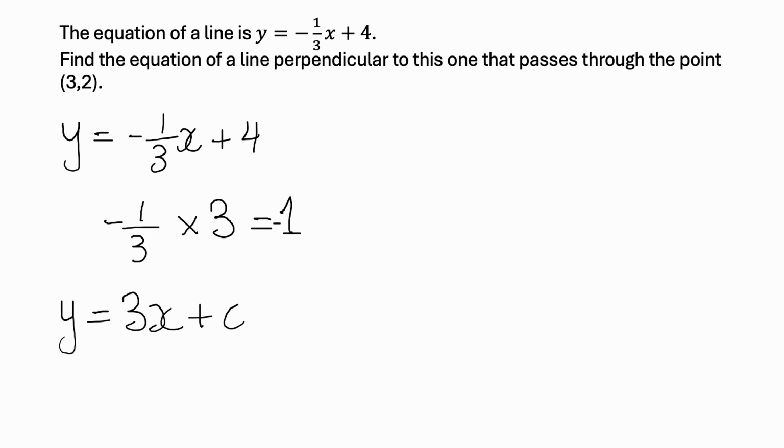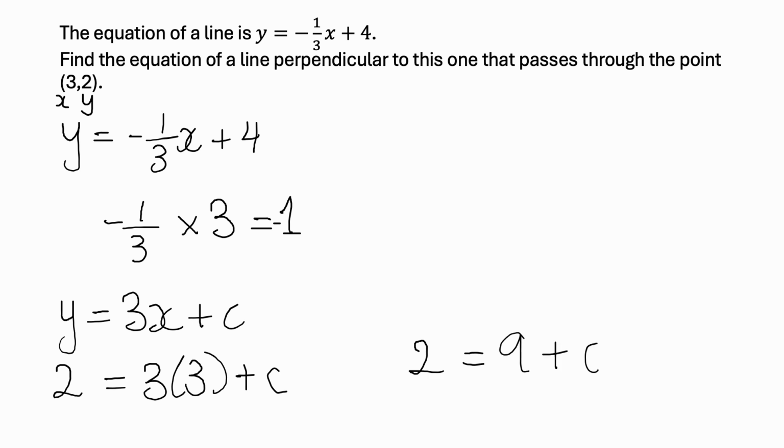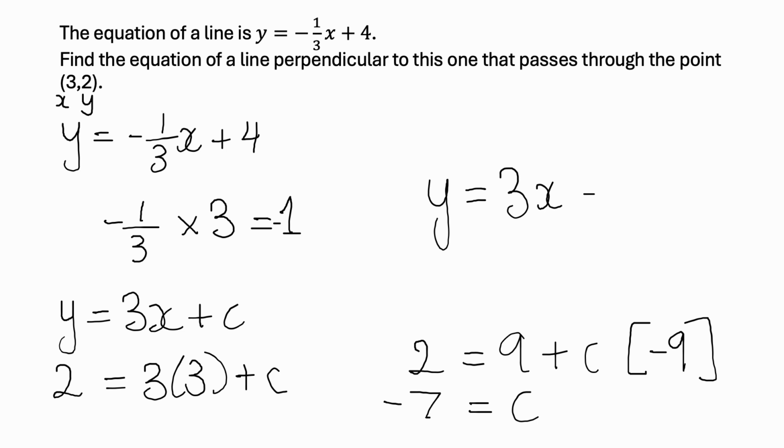Now we need to work out what our c is. Using those coordinates (3, 2), 3 is our x, 2 is our y. So we have 2 is equal to 3 times 3 plus c. 3 times 3 is 9, so 2 is equal to 9 plus c. In order to eliminate that 9 so that we can work out what c is equal to, we subtract 9 from both sides. 2 minus 9 is negative 7. That's equal to c. Therefore, our final answer is y is equal to 3x minus 7.